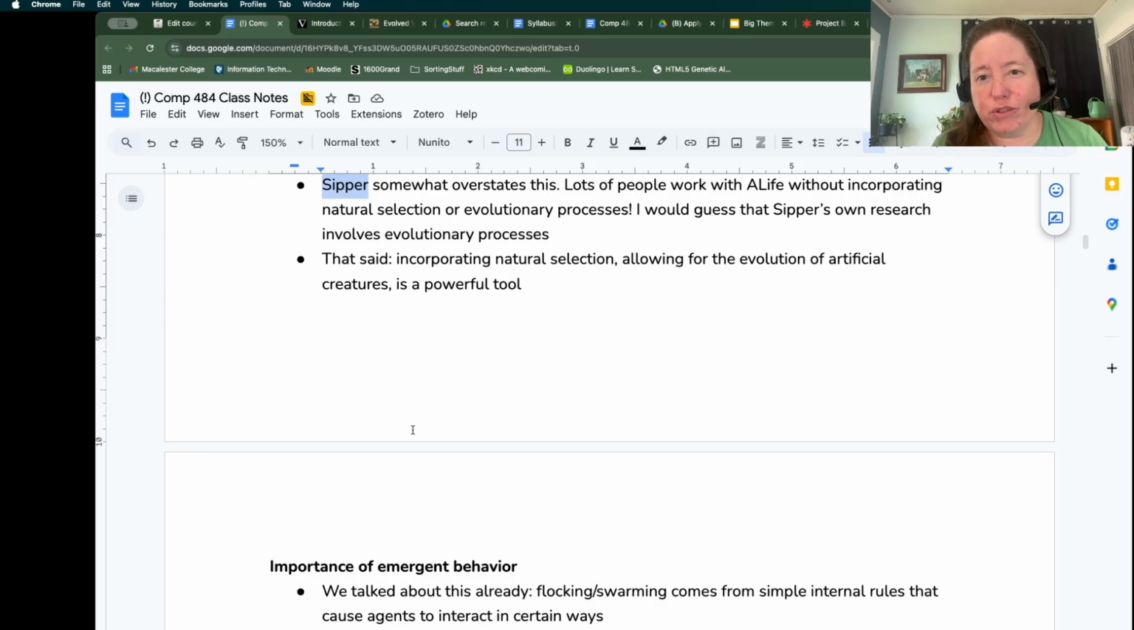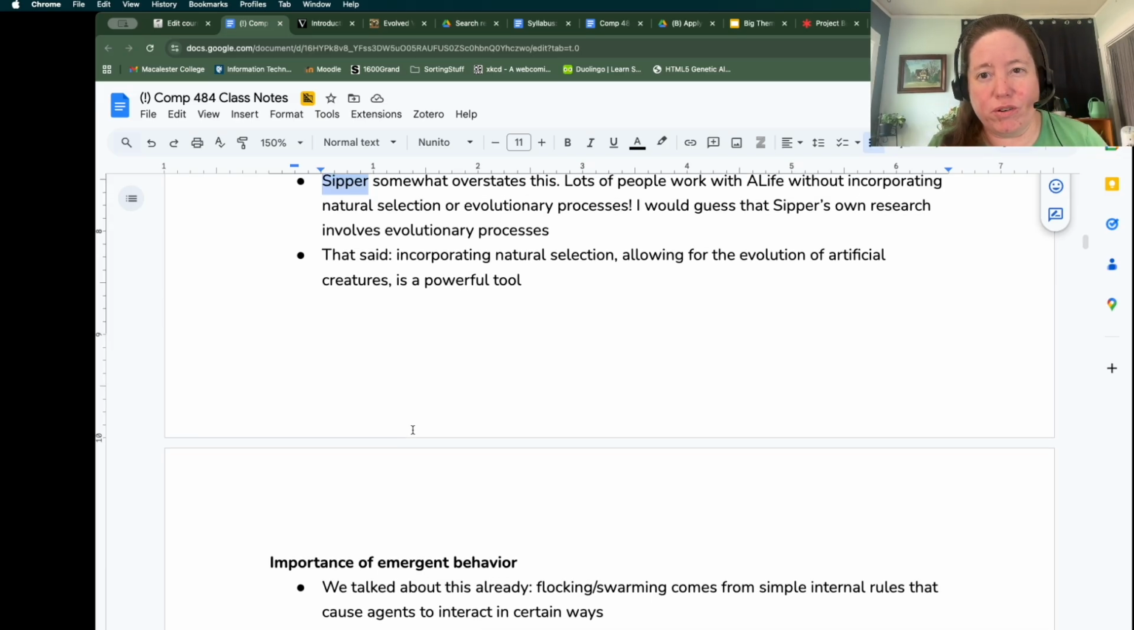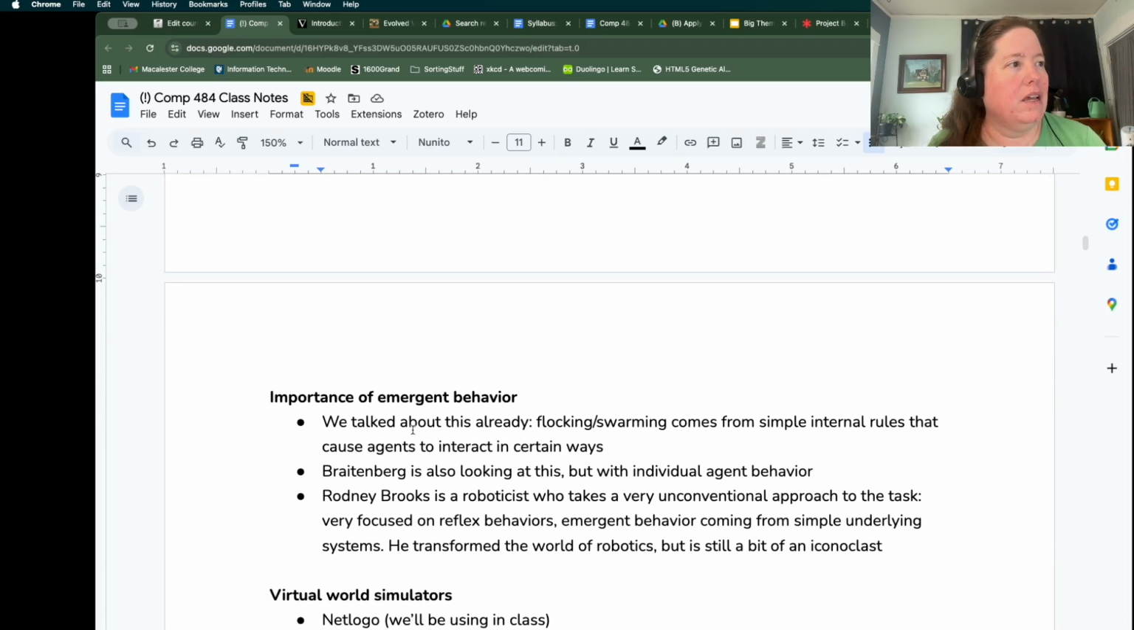So it's a powerful tool. We're going to talk about it eventually. We're not going to do that in this first unit, but we will talk about simulating natural selection in the form of genetic algorithms.